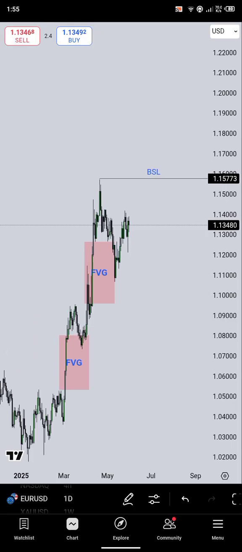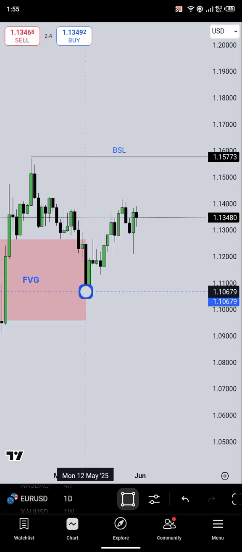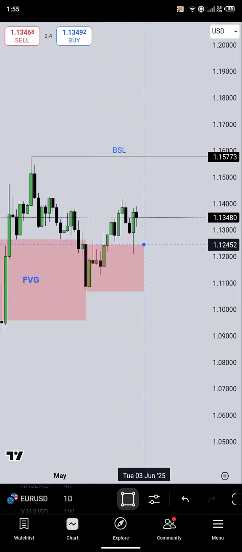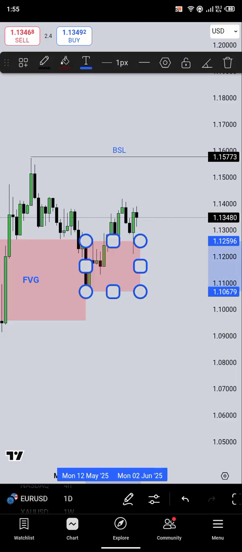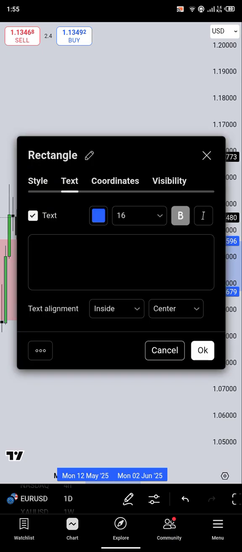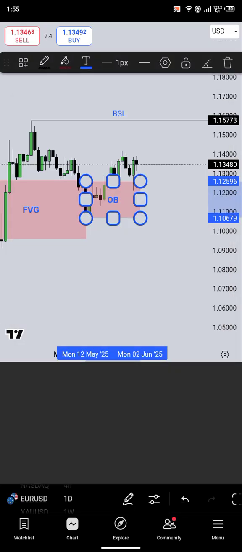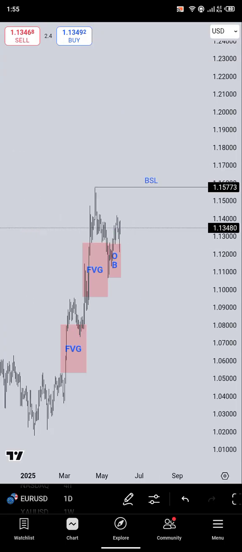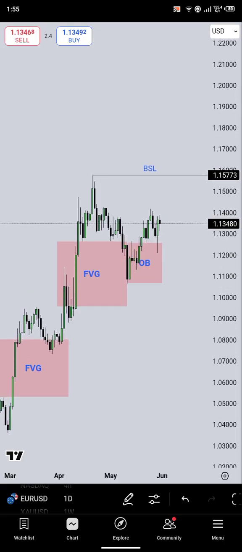So on Euro USD, my draw on liquidity is going to be this buy side liquidity. But remember, we are not going to rush the market. We're going to just wait to see how it reacts off of these levels. So that's it for Euro USD.